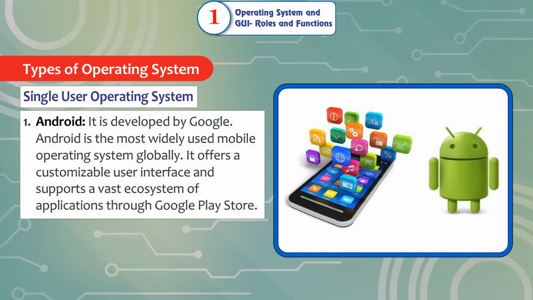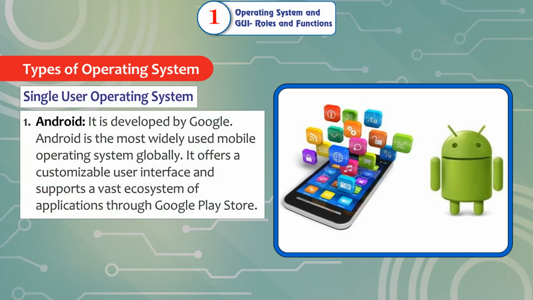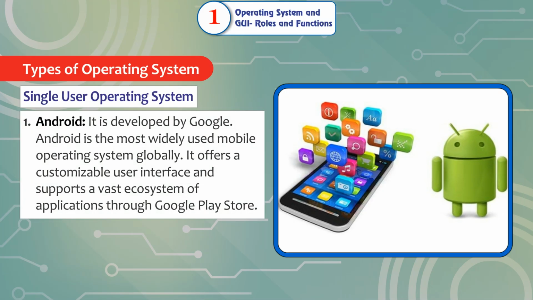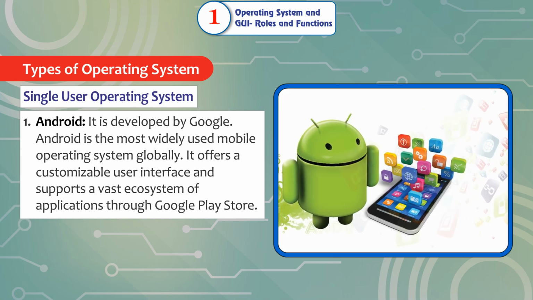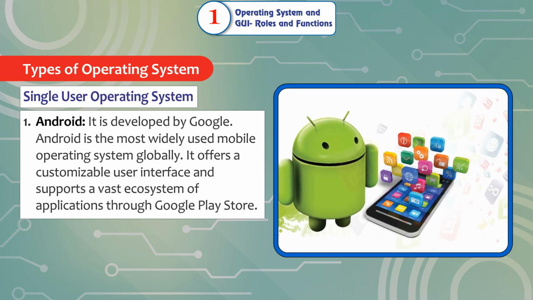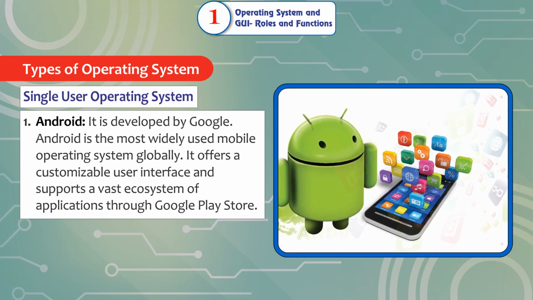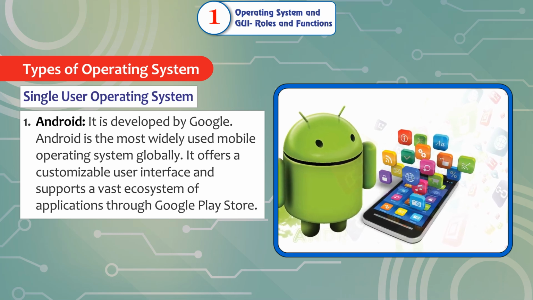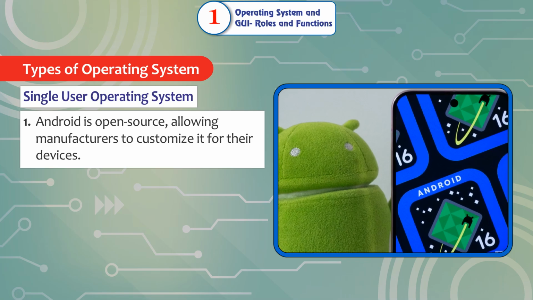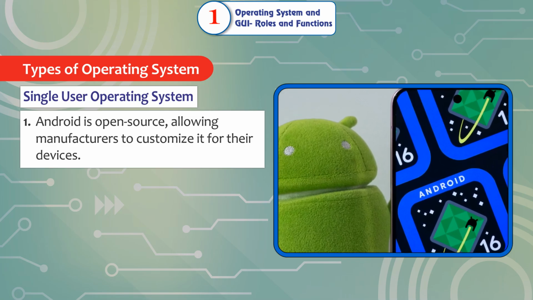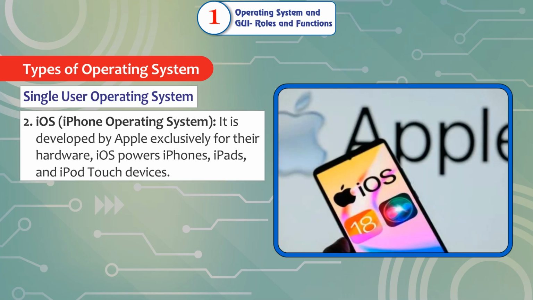1. Android. It is developed by Google. Android is the most widely used mobile operating system globally. It offers a customizable user interface and supports a vast ecosystem of applications through Google Play Store. Android is open source, allowing manufacturers to customize it for their devices.